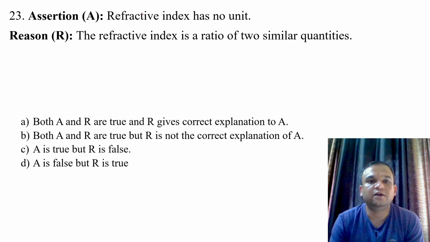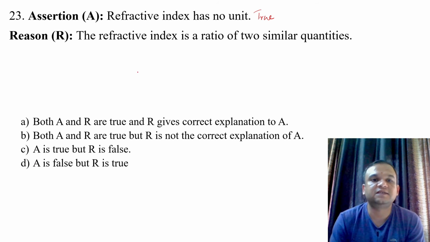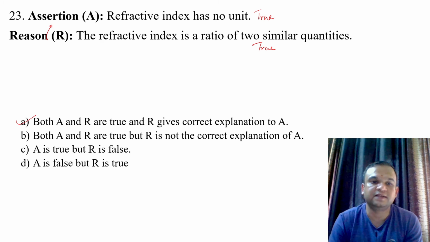Next question says, assertion: refractive index has no unit. It is a true statement. Reason states that the refractive index is the ratio of two similar quantities. It is also a true statement. Reason is giving the explanation to assertion, and that is why option A is the correct answer.